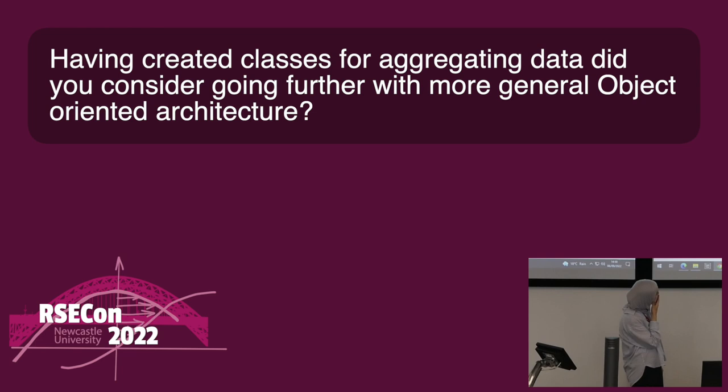So the next question, assuming something about your code structure, having created a classifier aggregating data, so that's with the data class decorator, did you consider going further with a more general object-oriented architecture? I did consider it, but at that point, when I discovered data classes, my code was already completely written without using classes generally. And I've not had really any reason to change it into an object-oriented format. I think it's just personal preference, really, how you write the code, especially when it comes to maths code, because it's hard to make it look nice, whatever you're doing.